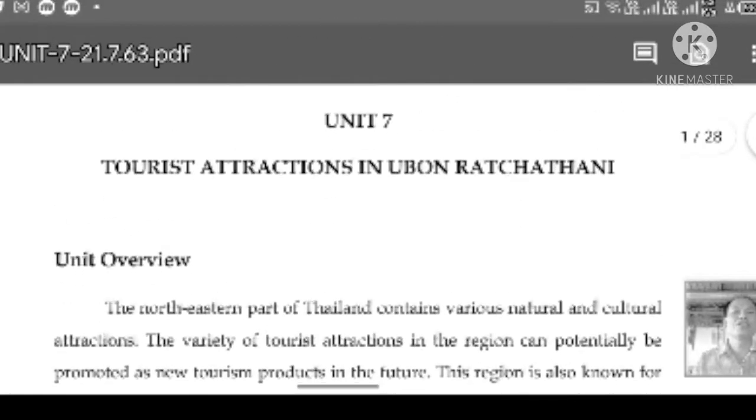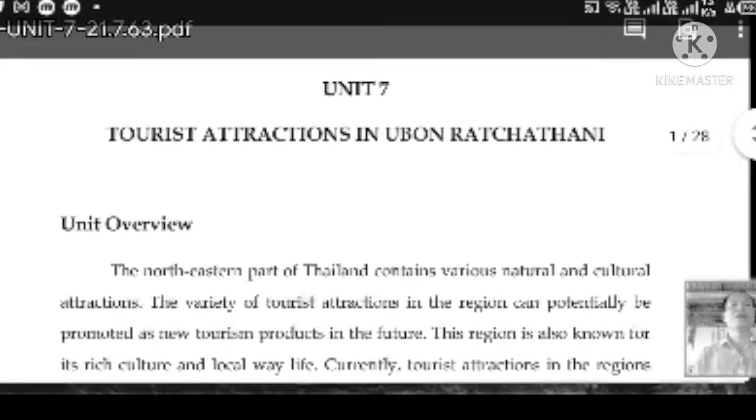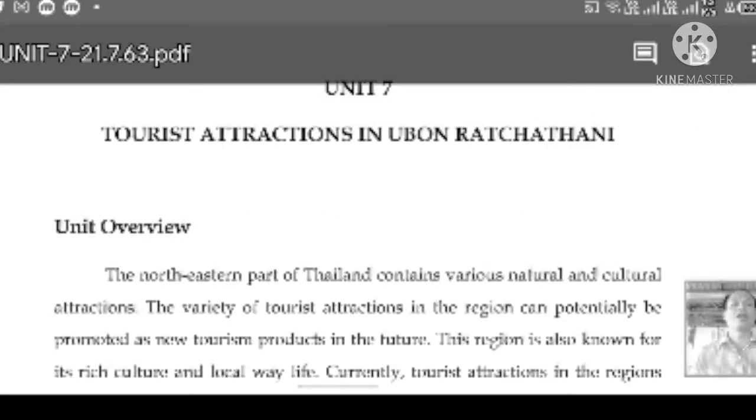Unit 7 is about attractions. Attraction means the place people want to see in particular when they travel, for some reason. That's what attracts people. Attract means to make people interested or want to see that. But we focus only on attractions in the city, especially Ubon city. So when I say attractions, in this sense, I mean Ubon Ratchathani only.